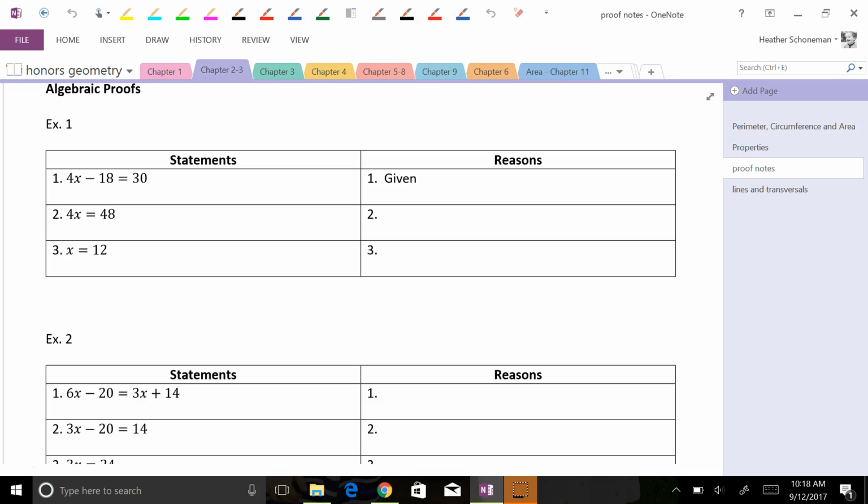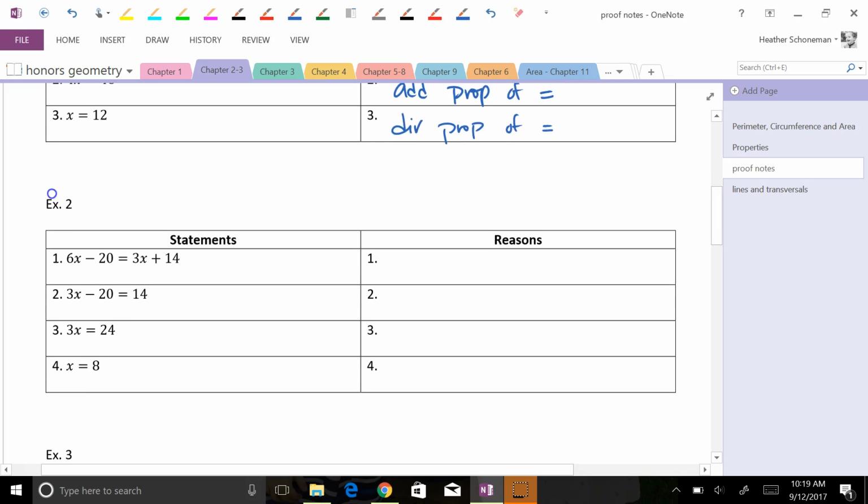So if 18 is added to both sides, if you add the same number to both sides, that is the addition property of equality. And yes, abbreviations are okay as long as they make sense. Alright, so then to go from line 2 to 3, it looks like they divided by 4. So if you divide by the same thing on both sides, that is the division property of equality. And since we've got to our answer of x is 12, we're done with this proof.